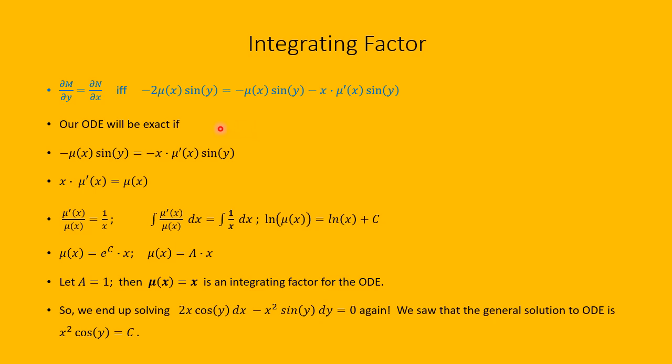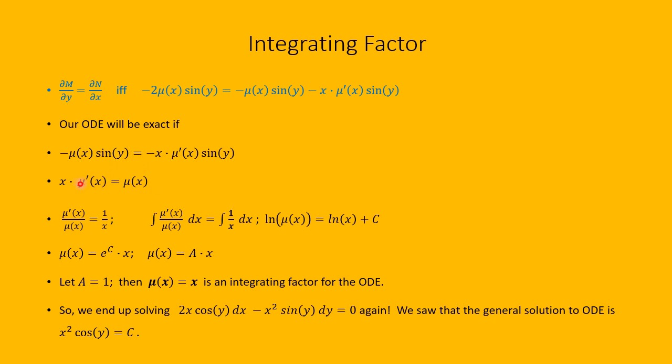So our differential equation will be exact if -mu(x) sin y = -x mu'(x) sin y. In that case, we have that x mu'(x) has to equal mu(x), dividing both sides of this equation by -sin y.